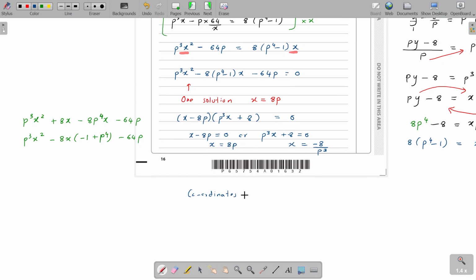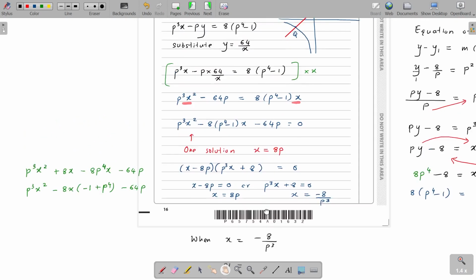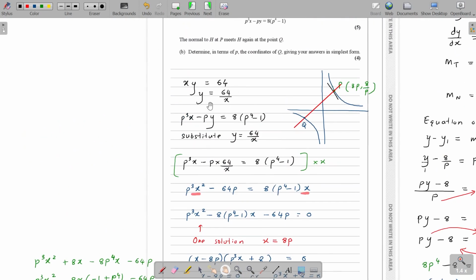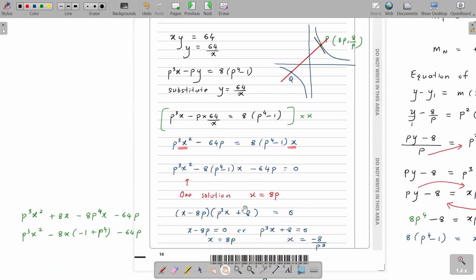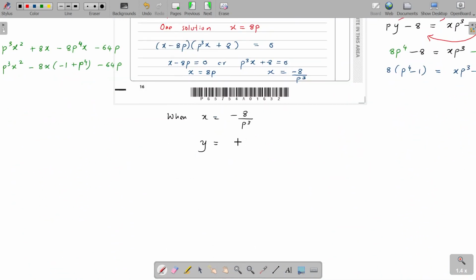So then, sorry, I need to get the y coordinate first, right? How do I get the y coordinate? So when x equals minus 8 over p cube, what is the y value? Y equals 64 over x, right? You can use any one of the two equations. I will use the linear one. Y equals 64 over x. Replace the x value. 64 divided by x is minus 8 divided by p cube.